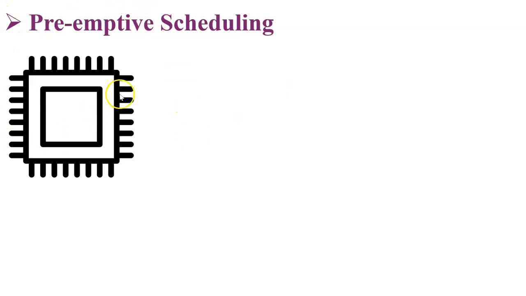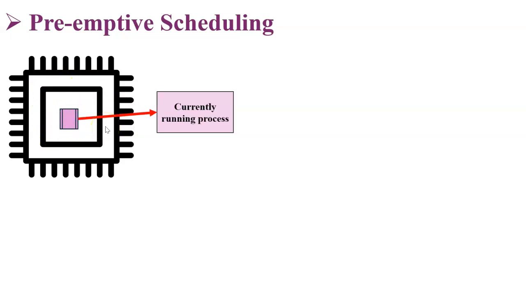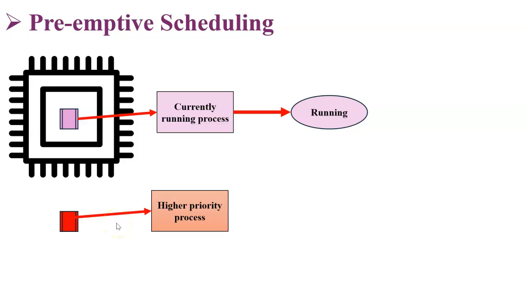So let us understand this is a CPU and there is a process which is already executing on the CPU. This is the currently running process, and obviously when this process has been allocated the CPU, it will be in the running state. At the same time there is one more process which wants to execute on the CPU. However, this newly arrived process is a higher priority process. Now, what will happen in this scenario in preemptive scheduling?